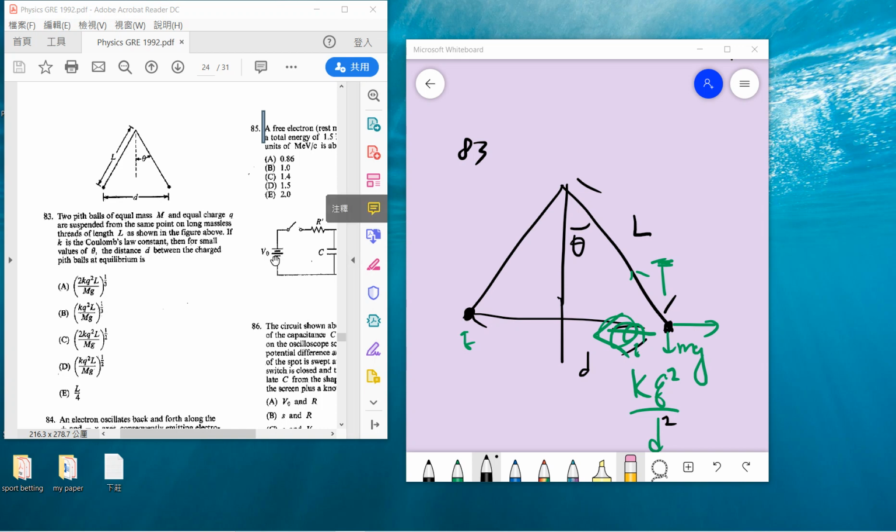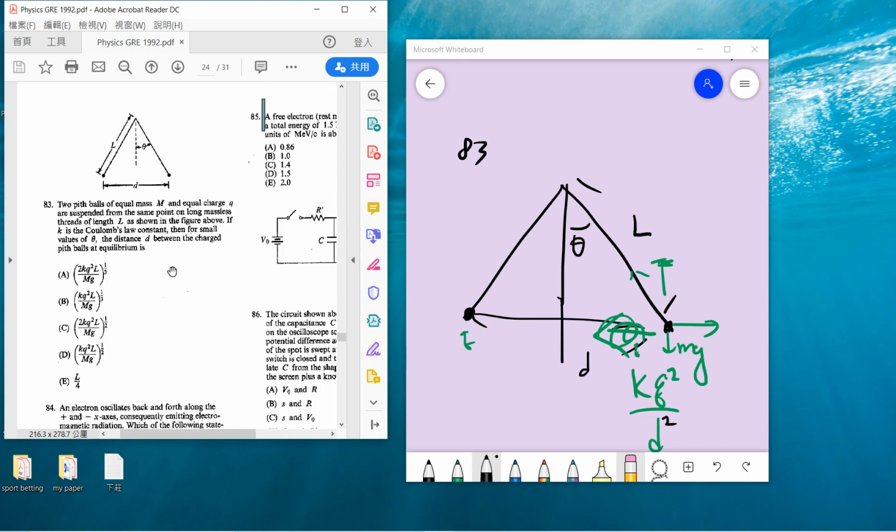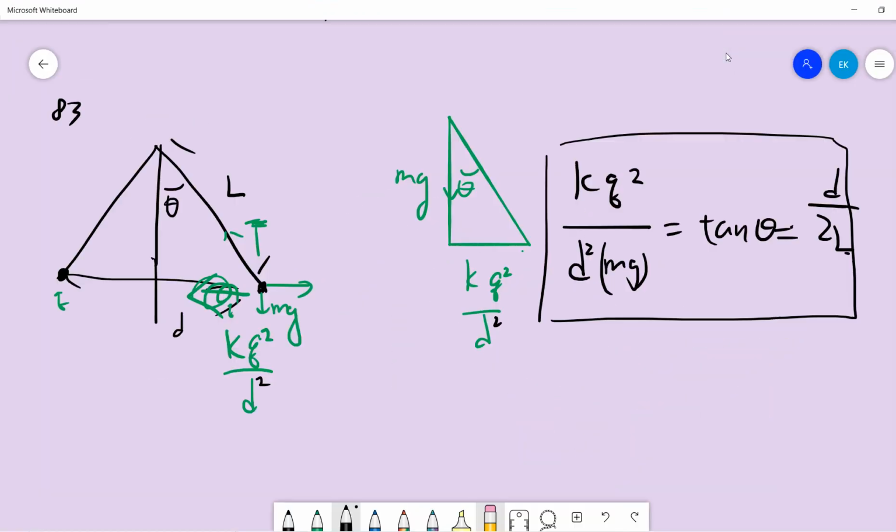Welcome guys. Let's start solving our Physics GRE 83. Basically, you have two charges with the same mass and the same charge. You know the length for this is L and this is D, and they ask you for D.